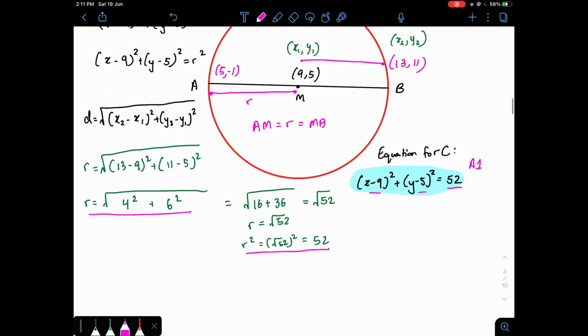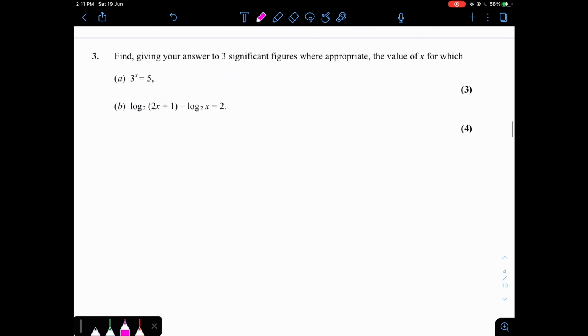Okay, so now we move on to question number 3. Find, giving your answers to 3 significant figures where appropriate, the value of x for which 3 to the power x equals 5. Now these questions are very simple, and I urge everyone watching to try them out themselves. It's super easy. All you have to do is remember to log both sides, and then apply log rules to simplify.